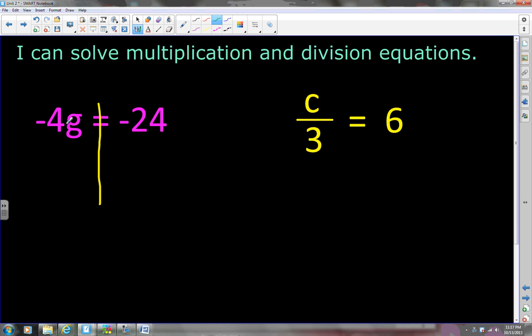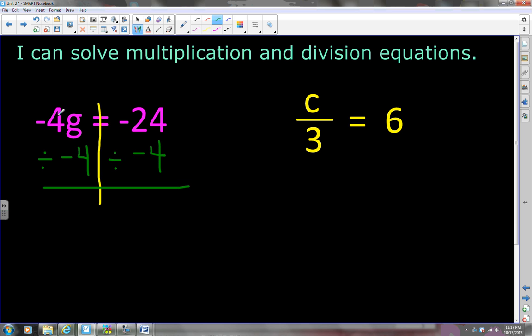So let's go ahead. When I have a number and a variable side by side, remember this means multiply. Now the inverse of multiply then is divide. So what I'm going to do is divide both sides by this -4, since that's what I'm multiplying the variable by. Whatever I do on this side, we need to stay balanced, I'm going to do on this side.